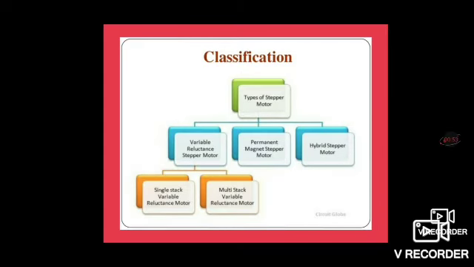Then we will see the classification of stepper motor. Basically it is classified into three types. First one is variable reluctance stepper motor. Second one is permanent magnet stepper motor. And finally hybrid stepper motor. The variable reluctance stepper motor is further divided into single stack variable reluctance motor and multi-stack variable reluctance motor.